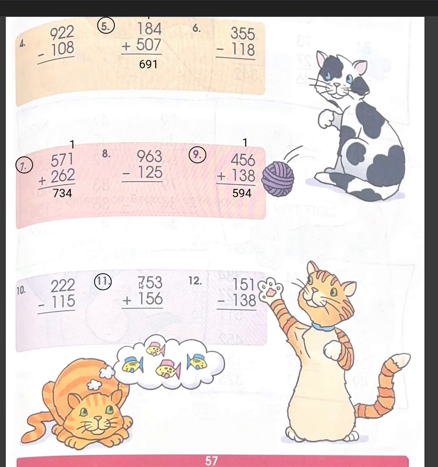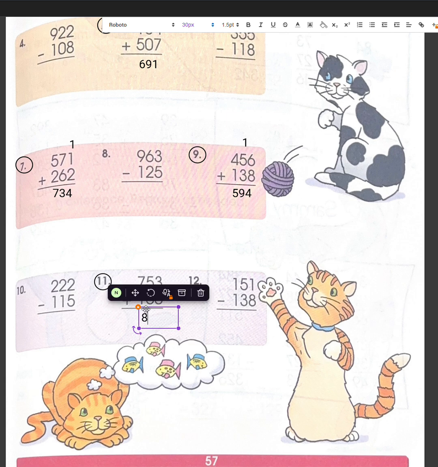Number 11, we have 753 plus 156. We do 7 plus 1 here, which becomes 8. Then 5 plus 5, which becomes 10. We carry the extra 1 over here.